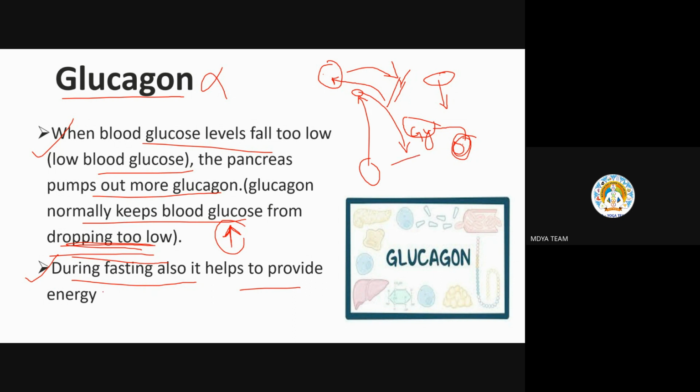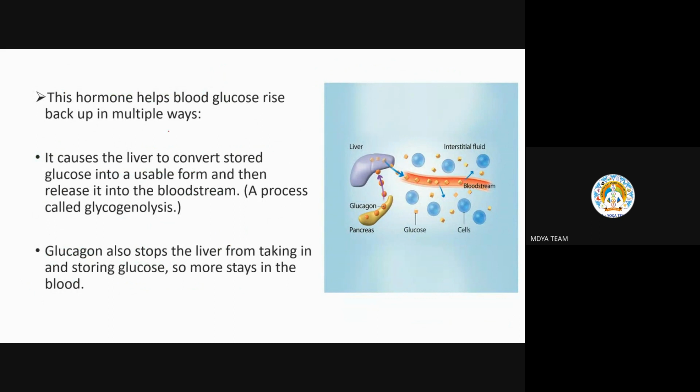So like that, the hormone glucagon helps the blood glucose to rise back up in multiple ways. In different ways it increases the blood glucose level. How? In two ways. The same thing I told you: it causes the liver to convert stored glucose into the usable form. Whatever is stored is called glycogen; to make it usable, that is, glucose, it is brought back to the bloodstream. This process is called glycogenolysis. This conversion of glycogen into glucose is called glycogenolysis.